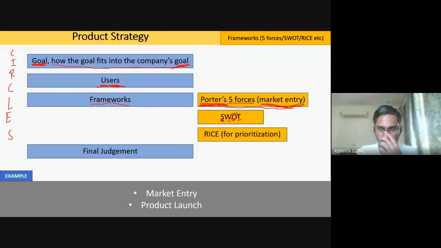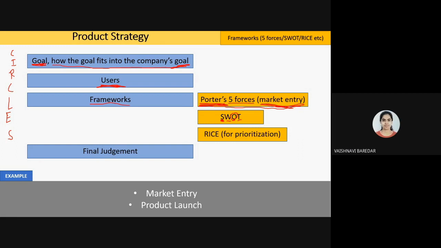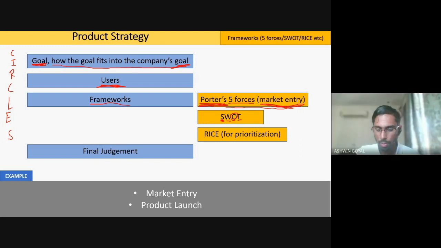You get what I mean, Vaishnavi, right? Yes. Perfect. So this is an opportunity. The huge user base, that is a strength. That is a real strength. No other company in the world has such a user base, right?